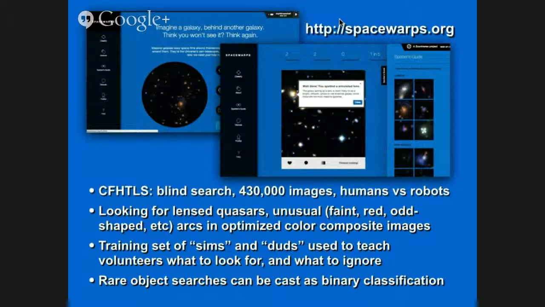So we're looking for lenses of various different kinds, and the way we do it is Space Warps is a sort of supervised learning system. We have images of simulated lenses that we make as carefully as we can to look like the real thing. Here are some simulated lenses in the Spotter's Guide. And we also have duds, images that are known not to contain lenses. And we use that training set to understand, as best we can, volunteers' skill at finding lenses.